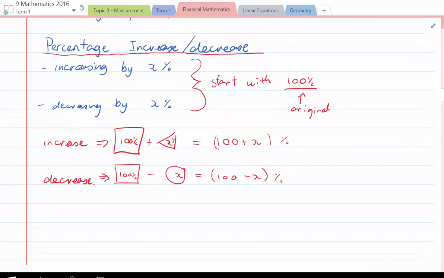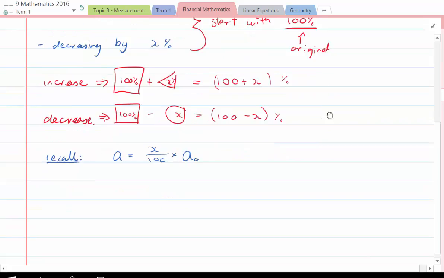Of course, we then go back to our old rule: the amount will be equal to that X value on 100 multiplied by the original amount. So to convert those percentages. So let's look at a couple of simple examples.